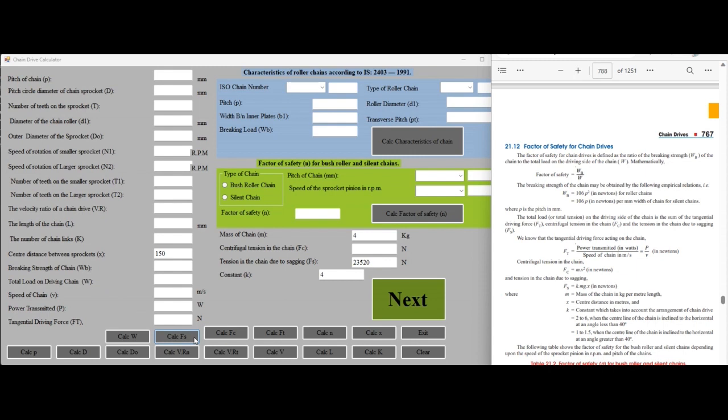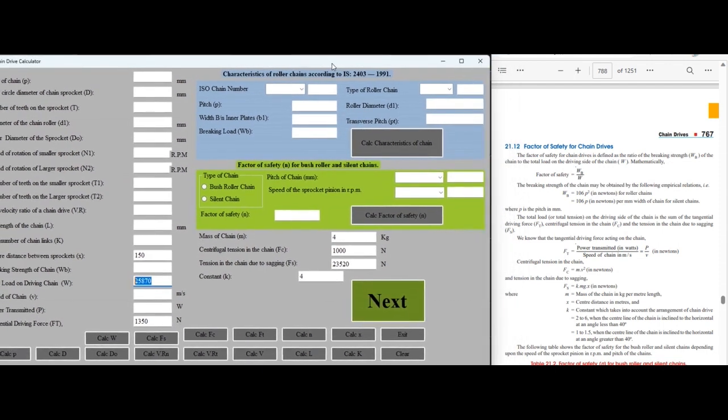It is the sum of the tangential driving force, the centrifugal tension in the chain, and also the tension on the sagging side. Then by entering the values for this, let's take FT 1350 newton, FC 1000 newton, and here is FS. Then we can click calculate. So the value becomes this. These are some of the calculations in the chain drive system.